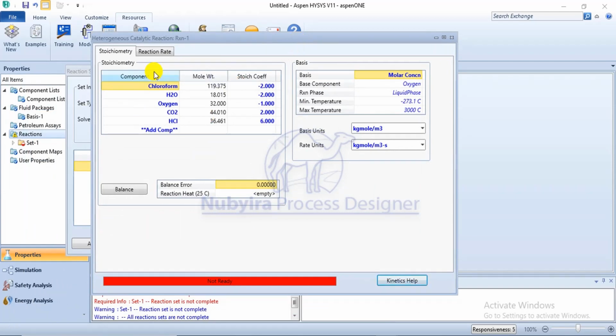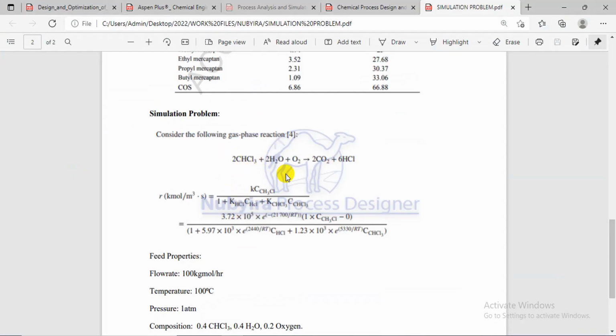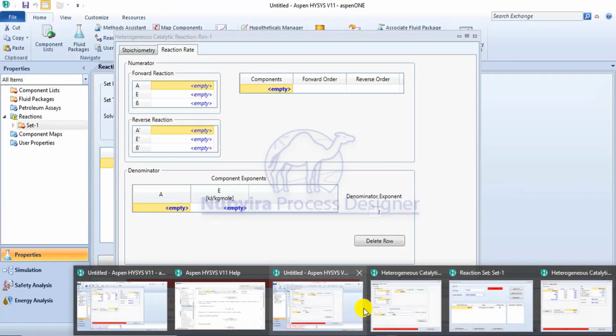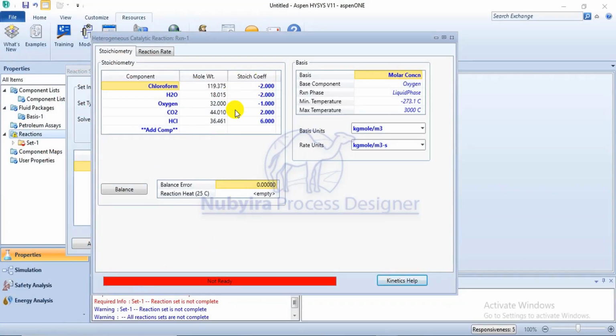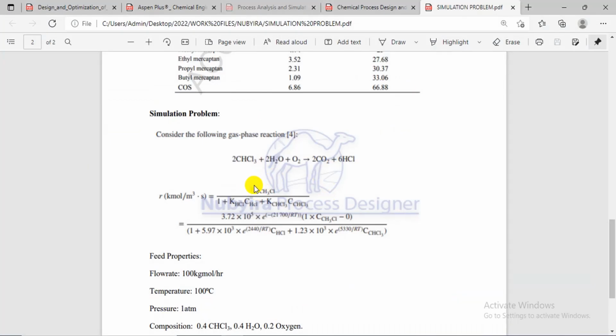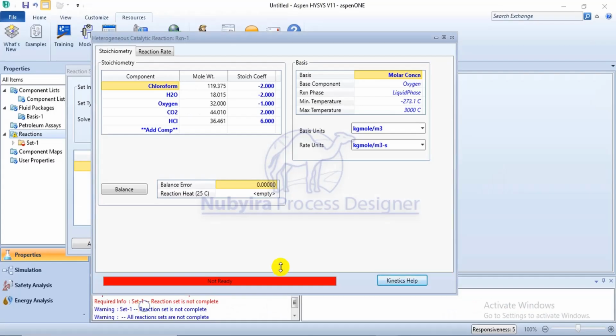Now you specify your stoichiometry and ensure that you have a balance error of 0, right? The equation is already balanced, so you just use that to balance. For reactants you have negative, and for products you have positive, right? Your basis is automatically on molar concentration, and in this case it's correct because we have C in our numerator and denominator terms, and that C signifies molar concentration. So we can go back and continue our specification.